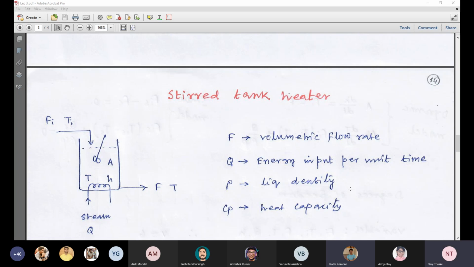Correct, Pratik. Okay, so in the next class, I will see the modeling equations. Keep the modeling equations ready. I will discuss in the next class. Or if possible, complete the degrees of freedom analysis for this example. Develop the model for this stirred tank heater and perform the degrees of freedom analysis, and in the next class, we will discuss this again.